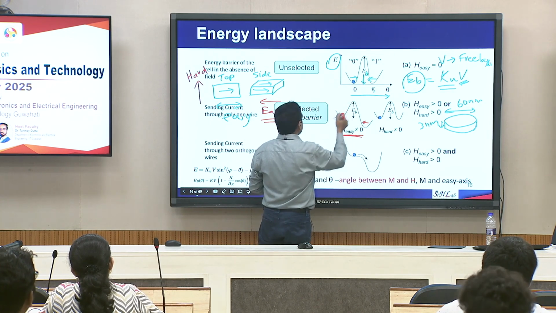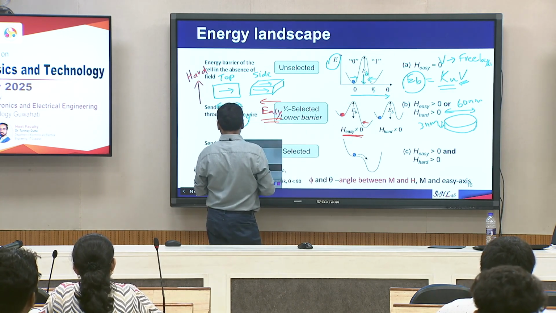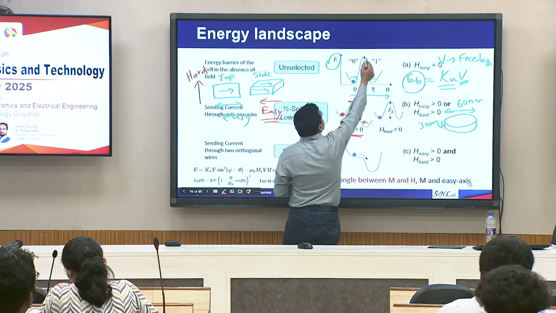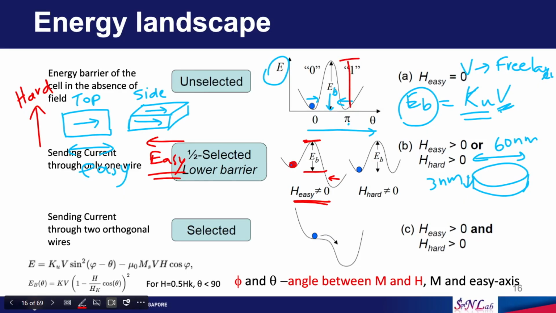So, you see now the energy barrier is reduced to a lower value. Here the energy barrier is so high. When you apply the certain magnetic field, now the energy barrier is reduced. Okay, this is one scenario. We are applying magnetic field only along the easy direction.